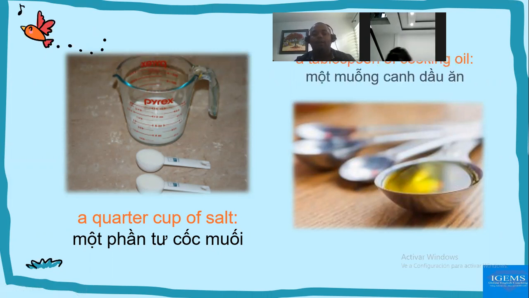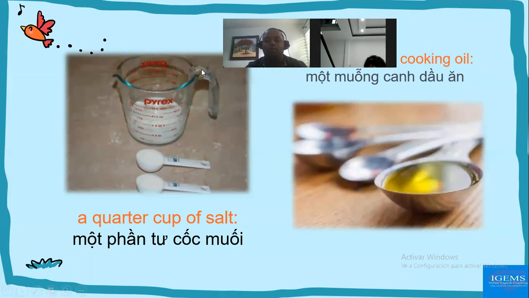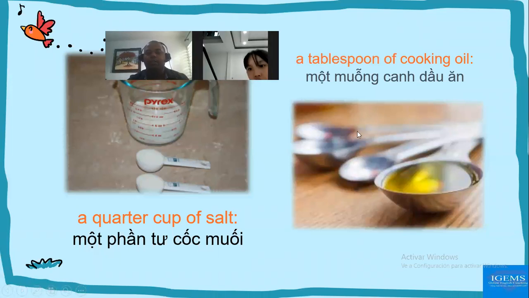All right. And what about this one, Bunny? Let me just go back. Cooking oil. Okay. But what about the amount? What is the amount? A tablespoon of cooking oil. That's right. A tablespoon of cooking oil. That is correct. So, let's continue.